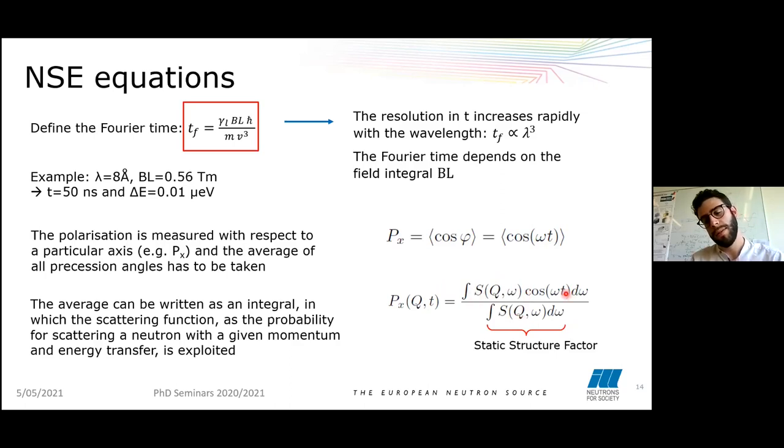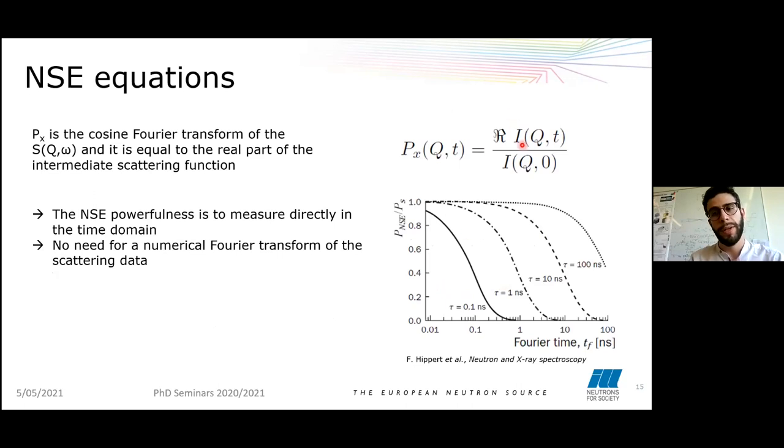Here in the numerator, we recognize the cosine Fourier transform of the scattering function, which is the real part of the intermediate scattering function. So the power of neutron spin echo is to measure directly in the time domain. So we don't need a Fourier transform of the scattering data. Here I put a simple image of a simulation where we can see a diffusion motion with different time scales.